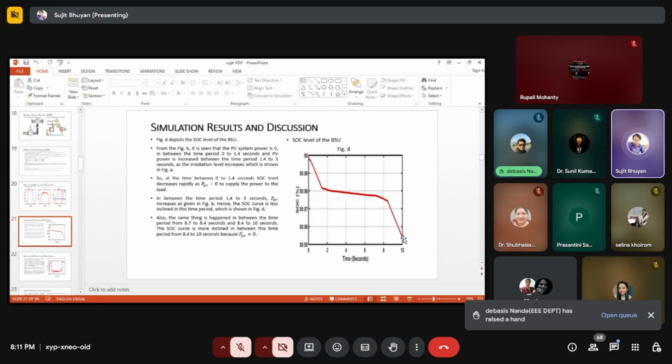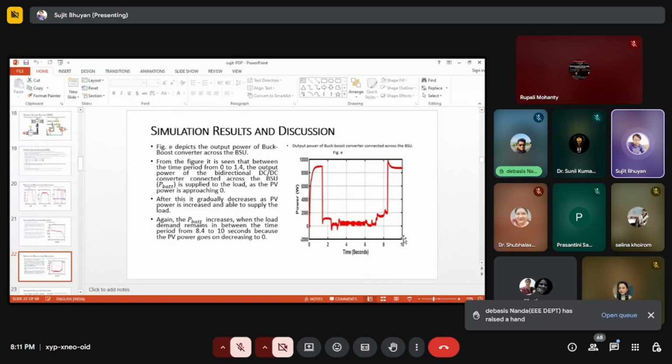If anyone has any doubt in these figures A, B, C, and D, please ask me. Is there any doubt, or is there anything conceptually wrong? If there is anything you cannot understand, then you can ask me. Okay.